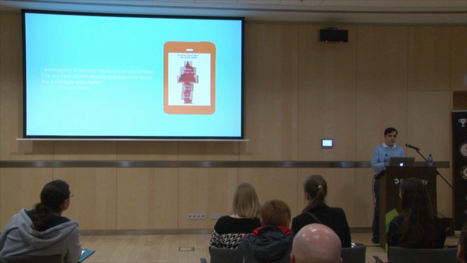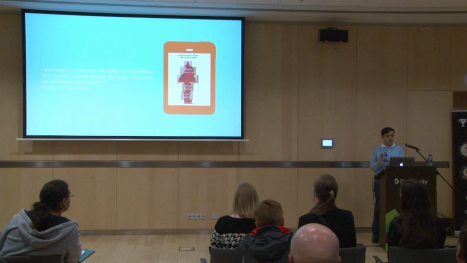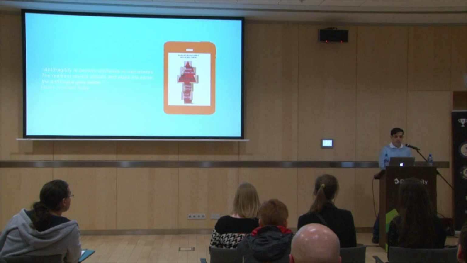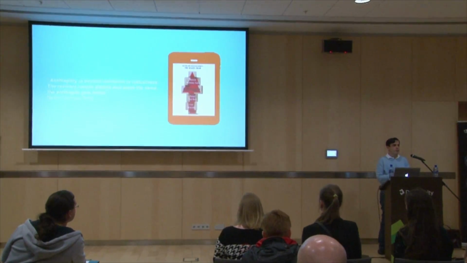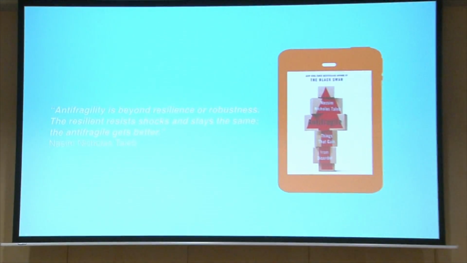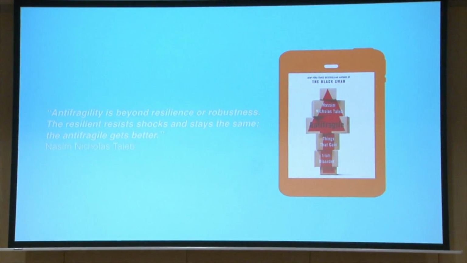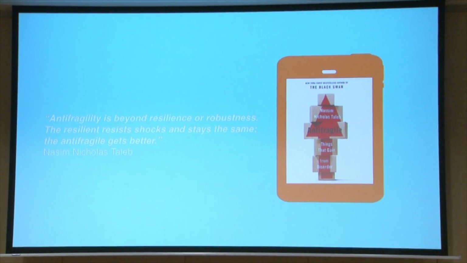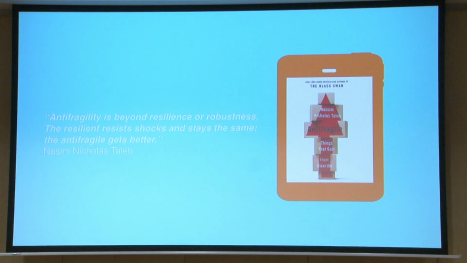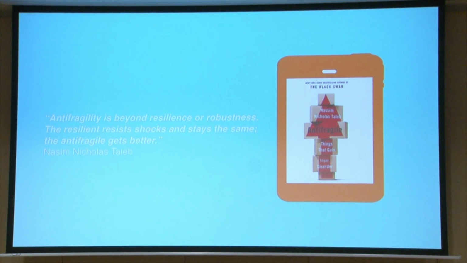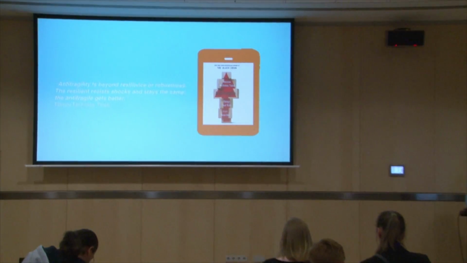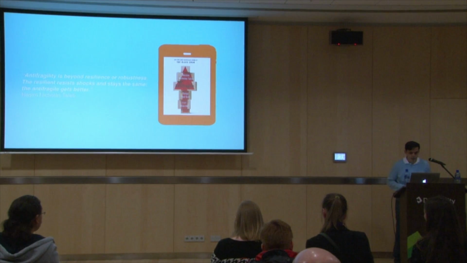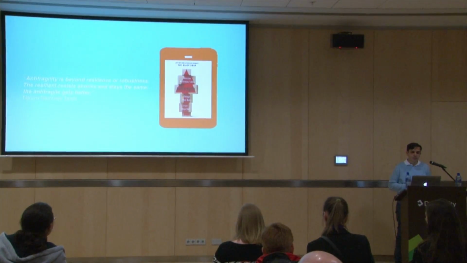anti-fragility is the next step to resilience and robustness. The resilient system resists a shock, but doesn't get better, so it stays the same. And the anti-fragile system gets better. And this is about this talk. So I will show a lot of robust and resilient things, but I will try to show how you can influence or make your system architectures anti-fragile by using some sort of technologies or patterns, obviously.